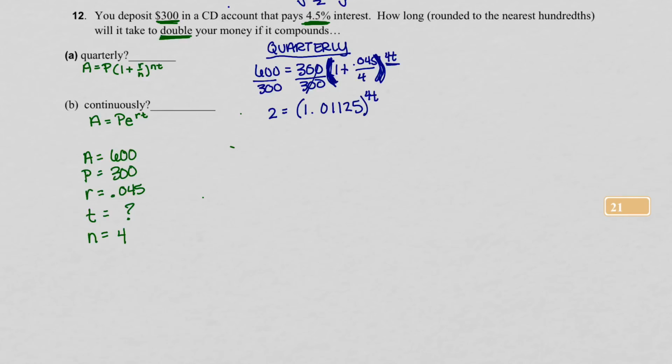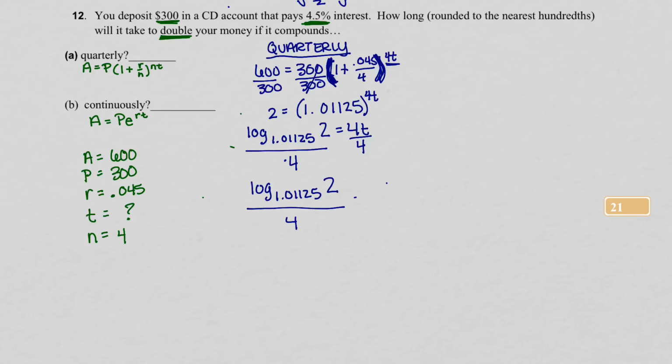So I know that my exponent can be undone with a logarithm. So let's write it as a log. So log, my base is 1.01125, of 2 equals 4t. Well, I'm almost there. I know what 4 t's would be, but I need to know what just a single t is. So I'm going to have log base 1.01125 of 2, divided by 4, is equal to t.